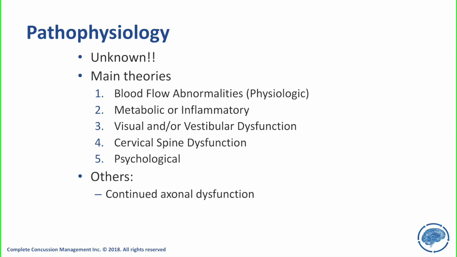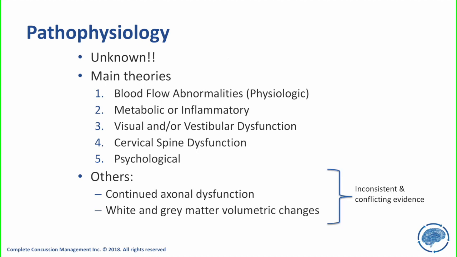There's other mechanisms: continued axon dysfunction, white and gray matter volumetric changes. These are kind of more early stage. There's inconsistent and conflicting evidence on these right now. The good thing about the main theories of PCS is that all of them are treatable 100%. And all of them, except for maybe the psychological, can be treated through physical therapy, chiropractic, athletic therapy, and co-managed with other multidisciplinary professionals for the psychological piece and potentially any other medical issues that may arise.